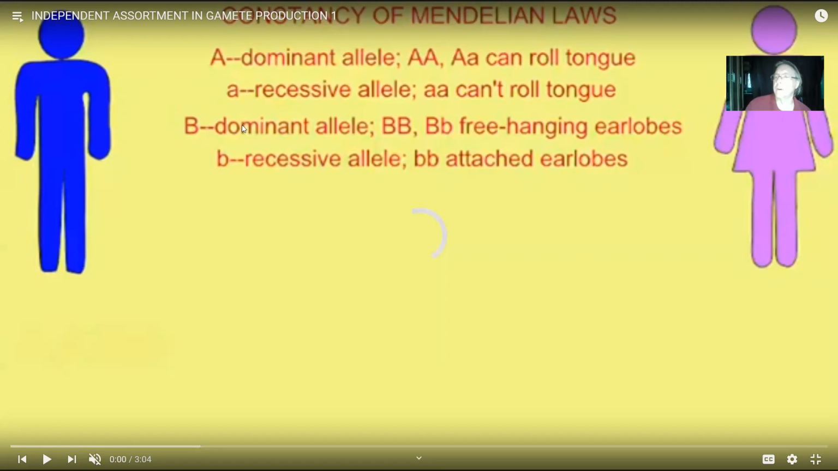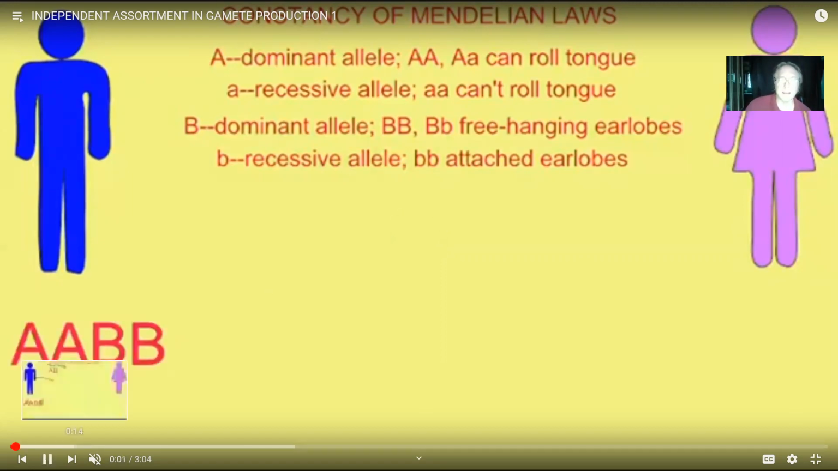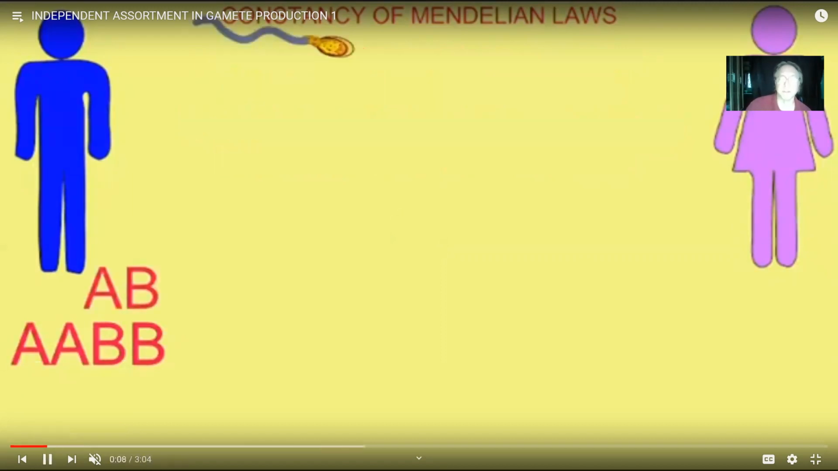Let's say that we then look at a second trait. In the previous example, Mendel only looked at one trait, where we look at your earlobes. If you have a dominant allele, then part of your earlobe hangs free. If you have a recessive allele, then no part of your earlobe hangs free. Well, let's now look at this individual who is homozygous dominant for two separate traits.